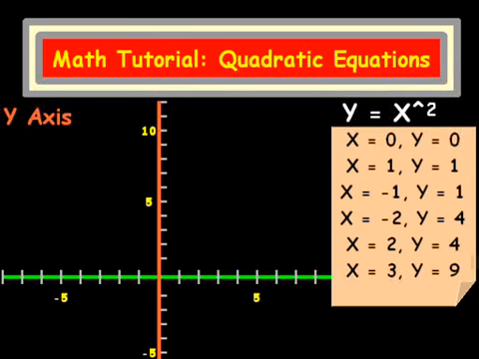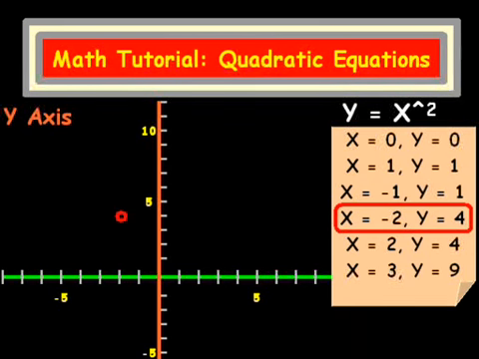Now I've listed a bunch of points that we can graph here, and the first point we have is if x equals 0, what does y equal? Well, if we plug in 0 for x, 0 squared is 0, so y equals 0. Now, if x equals 1, y is going to equal 1 because 1 squared is 1. If x is negative 1, y is going to equal 1. Negative 1 squared, or negative 1 times negative 1, is going to equal positive 1.